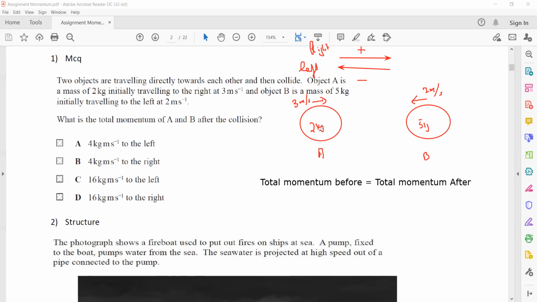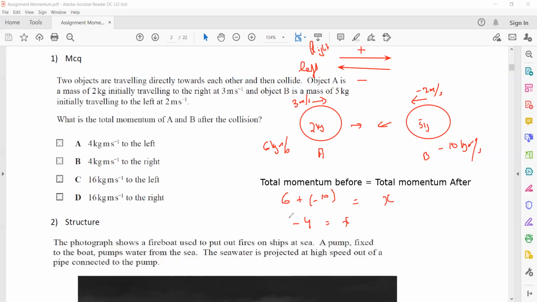So what is the initial momentum of A? 3 multiplied by 2, so the momentum of A is 6 kilogram meter per second. What about the momentum of B? That is 5 multiplied by minus 2, so it will be minus 10 kilogram meter per second. So what is the total momentum before they collide with each other? It will be 6 plus minus 10, which is equal to the total momentum after collision, or x. When we solve this, it comes out as minus 4. So the total momentum after collision will be minus 4.